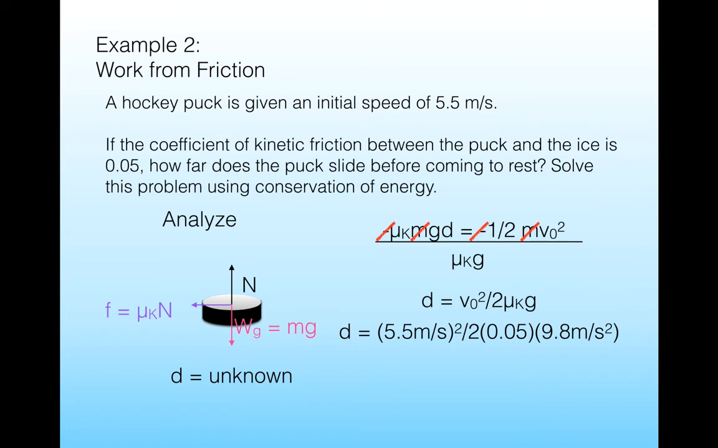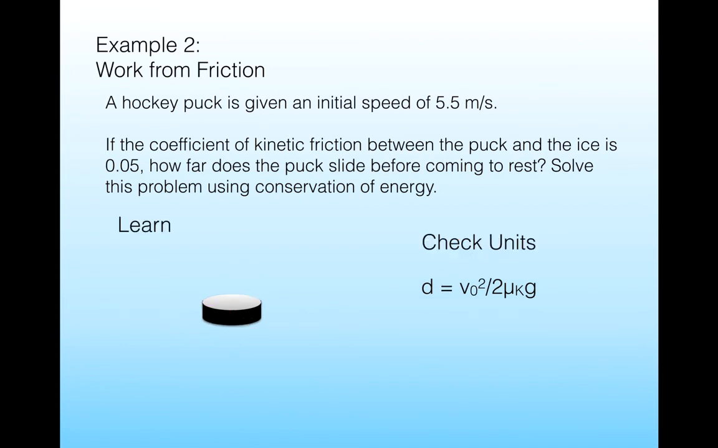We can plug in our answers at the end here, so v naught is equal to 5.5 meters per second, squared. The mu sub k is 0.05, and the g is 9.8 meters per second squared. When we do this, we can see that the distance that the puck will travel is 31 meters.